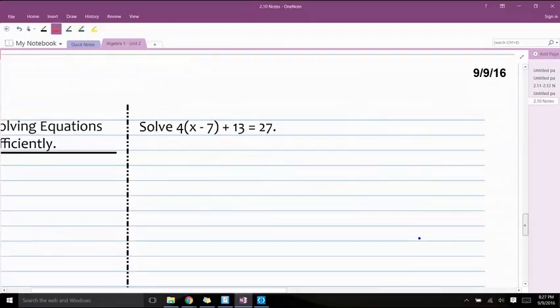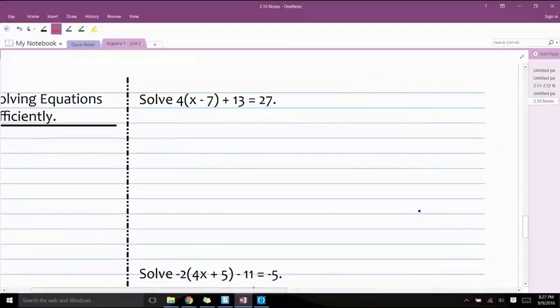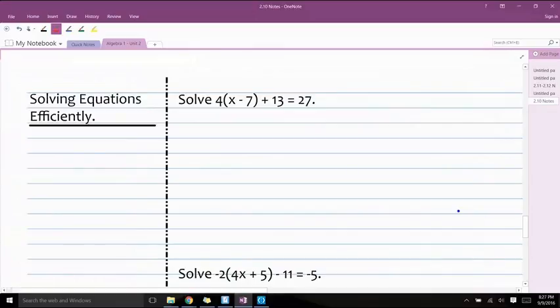Okay, last thing we're going to do then. I want to talk about solving equations efficiently. So many of us have kind of gotten used to always just distributing. And to distribute the 4 here would mathematically not be wrong. You can totally do it.